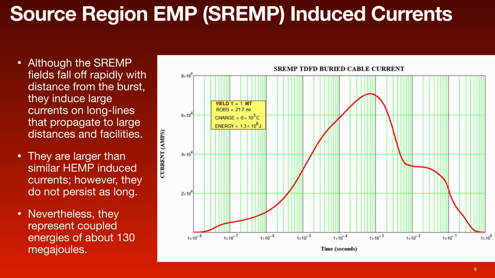Using the SREMP field of slide 8, buried cable currents were computed and are shown in this figure. The currents are significantly larger than the HEMP-induced current. However, they do not persist as long. These long-line currents represent a charge transfer of 6,000 coulombs and 130 megajoules through a 1 ohm load. This is the reason that bunkers attached to long lines entering the burst had extensive electrical damage in the early days of nuclear testing.